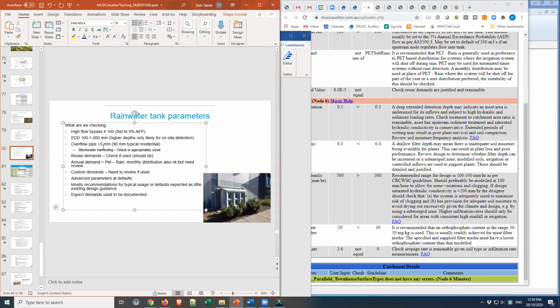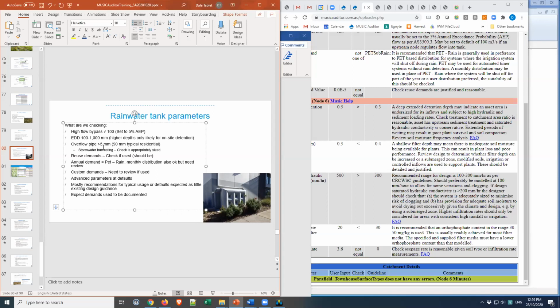Reuse, again, these are the kind of numbers that we can't put a check in the auditor because it depends on how many tanks and what reuse you're using. There is some guidance in the guidelines on establishing reuse demands, but as an assessor, you really need to go and have a look and see what the consultant's assuming: how much reuse for toilet flushing, how much for irrigation, how much for cooling towers or whatever other uses they've got. Is that reasonable? Does it make sense?